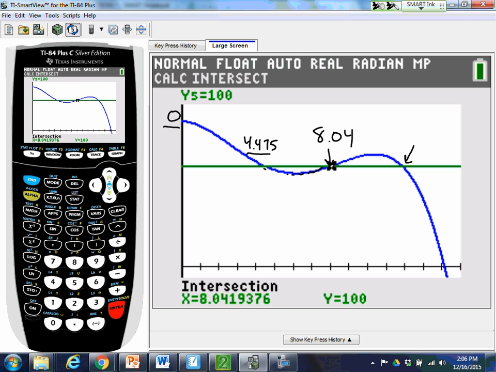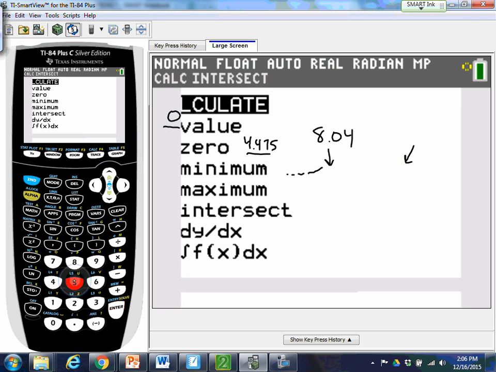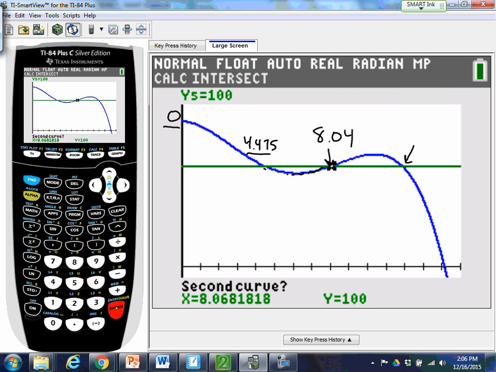Okay, so same kind of thing. Another intersection. First curve, enter. Second curve, enter. And just guess, move cursor closer to that point. And then we'll write our final solution here once we get that. So that one's around 11.84.